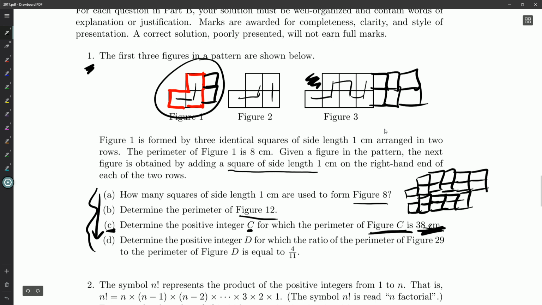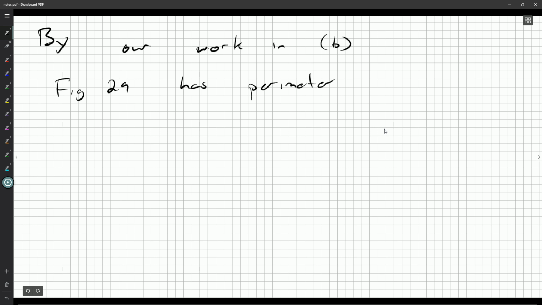Now d, the last bit. Determine the positive integer d for which the ratio of the perimeter of figure 29 to the perimeter of figure d is equal to 4/11. Okay, ratio. So the first thing listed becomes the numerator. The last thing listed becomes the denominator. So we can again say by our work in B, figure 29 has perimeter 2 times 29 plus 6.